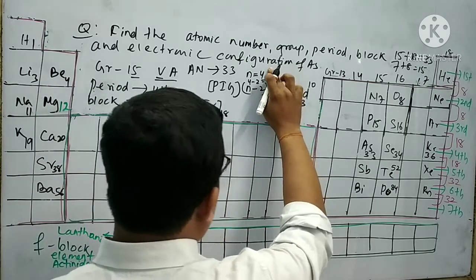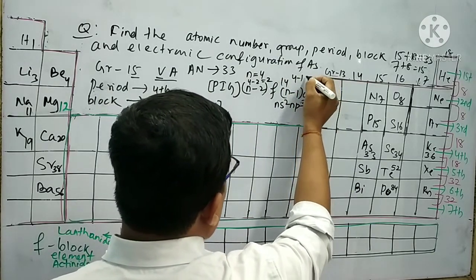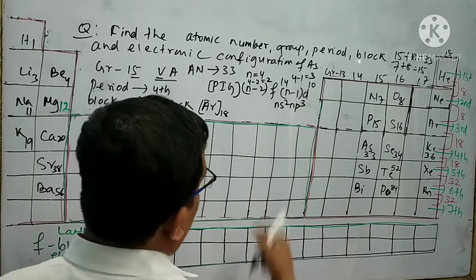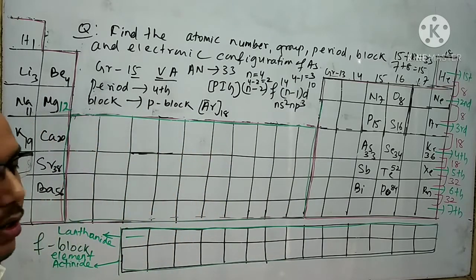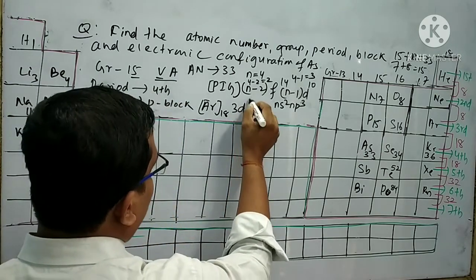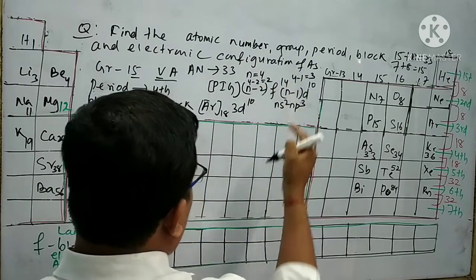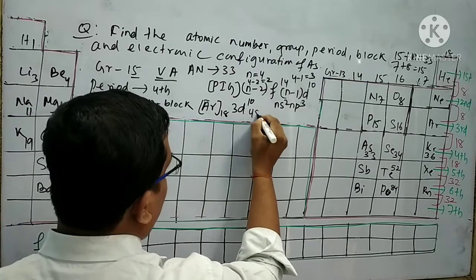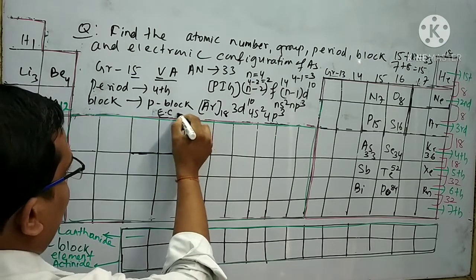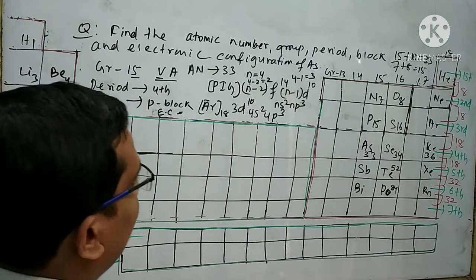Now put the value of n equal to 4 here. Then I can write 4 minus 1, that is equal to 3. So think about 3d10. This type of 3d orbital is possible. So here I can write 3d10. Now put the value of n equal to 4 here and here. So I can write 4s2 4p3. So the electronic configuration of arsenic is argon 18 3d10 4s2 4p3.